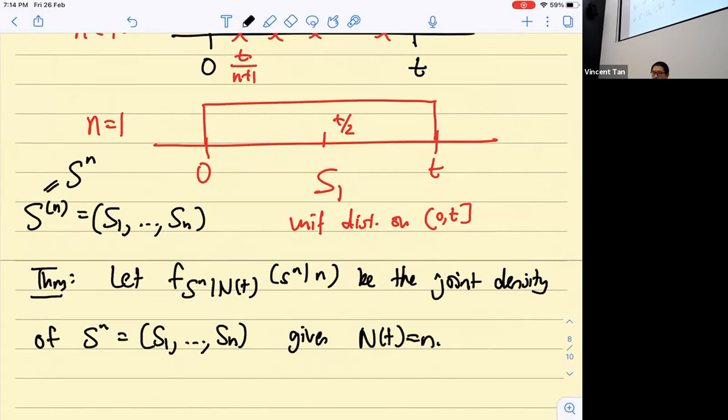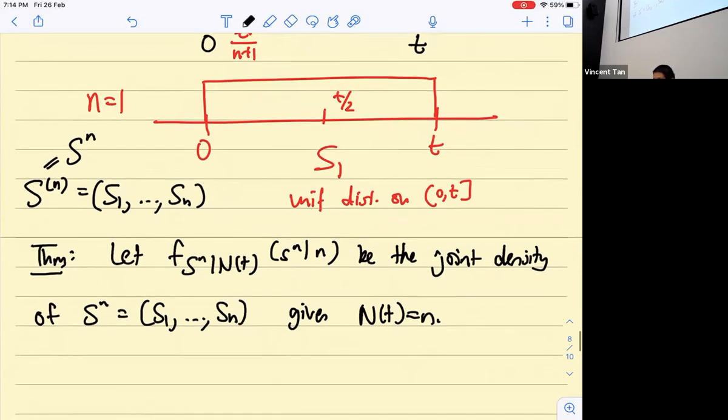So this whole topic here is called conditional arrivals. What are we conditioning on? We are conditioning on having n arrivals, and we are interested in what is the distribution of the n arrivals in the interval 0 to t. So this is exactly what it's talking about.